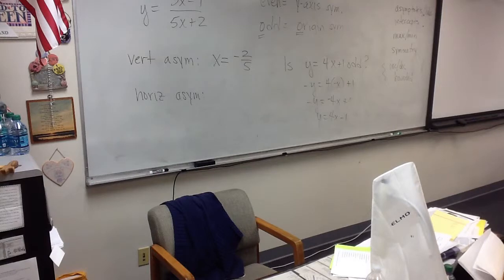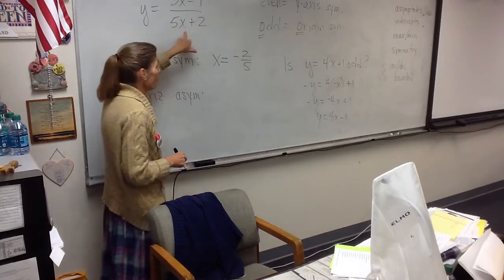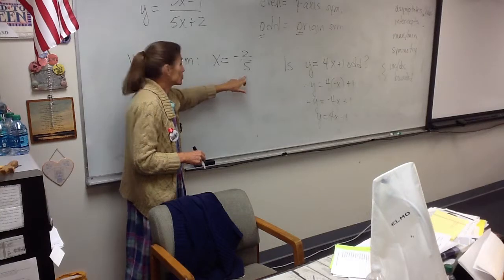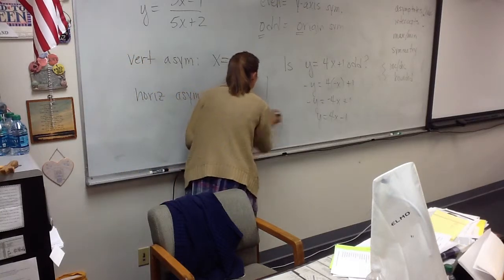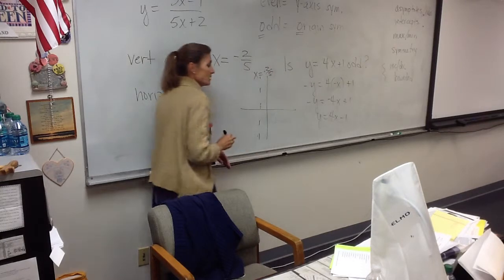If you walk out of this room today knowing nothing else, please know the denominator can never be 0. So, what number would make this 0? Negative 2/5. So if I were drawing this, I would have a vertical asymptote at negative 2/5.